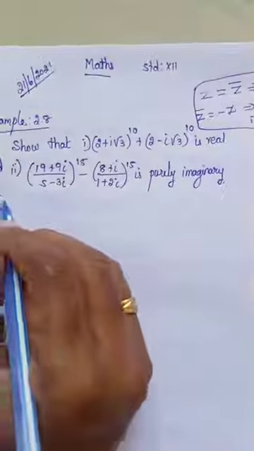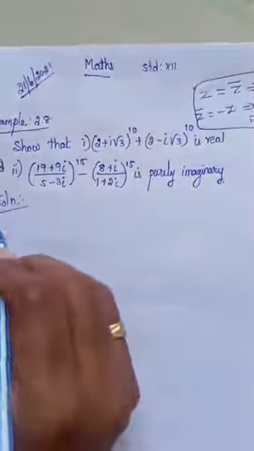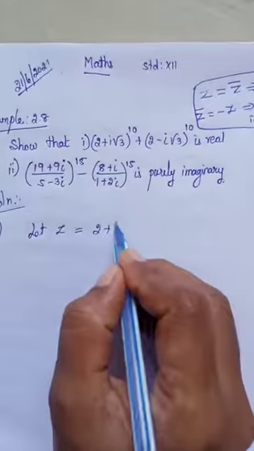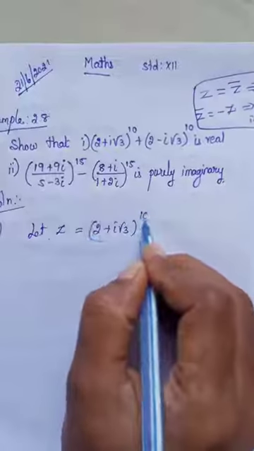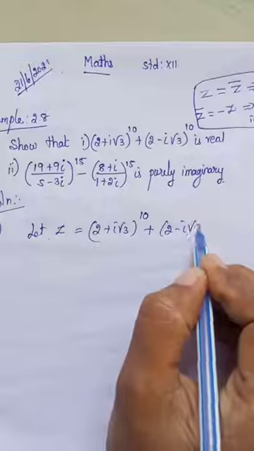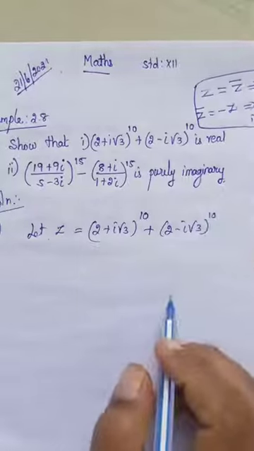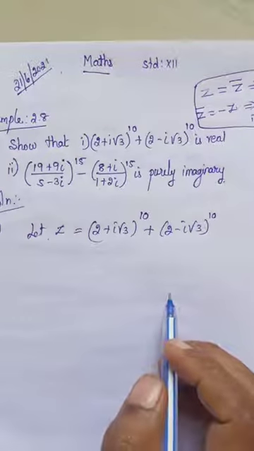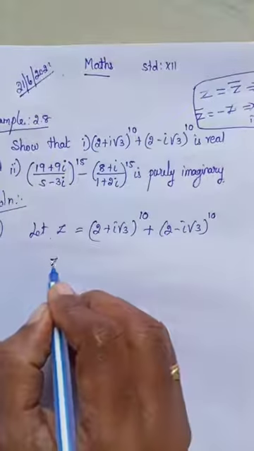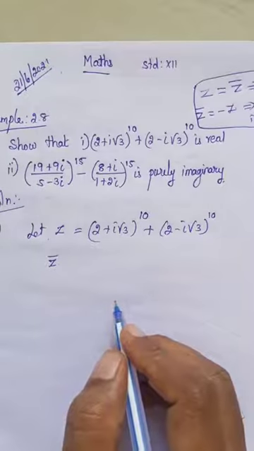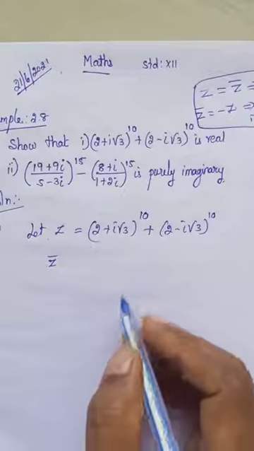I am going to take the first one. Let Z equal (2 plus i root 3) the whole power 10 plus (2 minus i root 3) the whole power 10. We have to prove this is a real number. Shall we find Z bar? If Z bar is equal to Z, we can say Z is real. If Z bar equals minus Z, we can say it is purely imaginary.